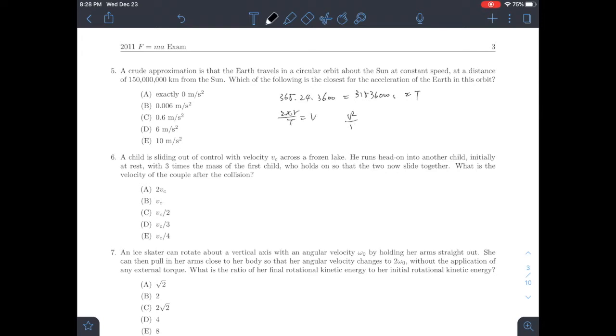Then we have the circumference divided by the period, which is the velocity. And velocity squared over r is equal to acceleration. Then we just calculate everything and plug it in to get the desired acceleration. Let's use our calculator. The final answer we get is 0.00595 meters per second squared. So it's B. Okay, the acceleration is not that much.